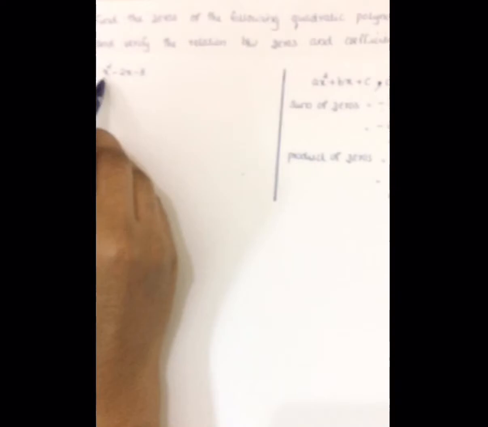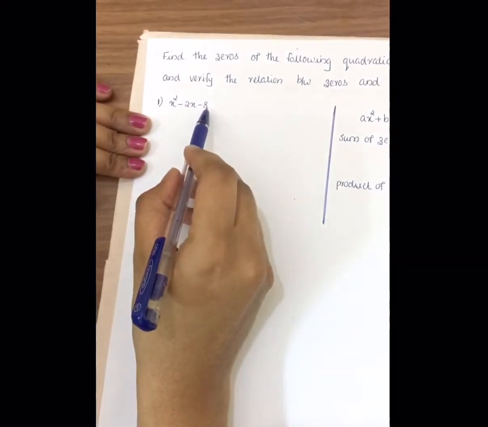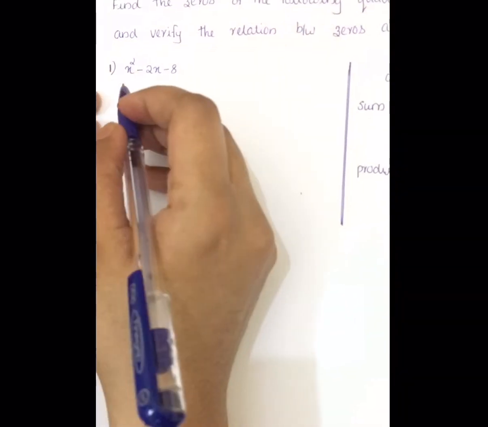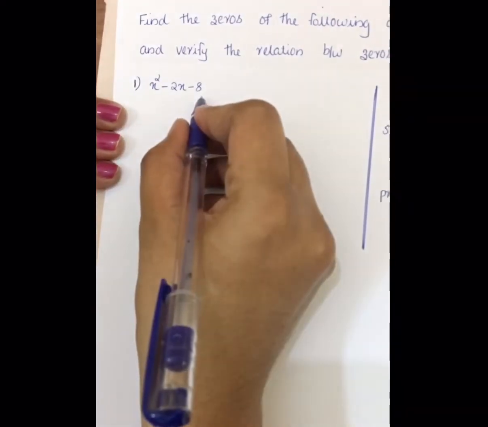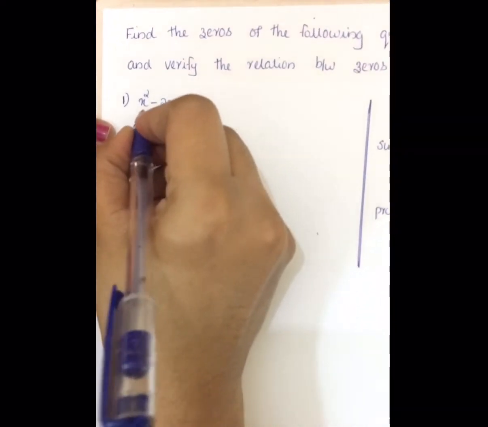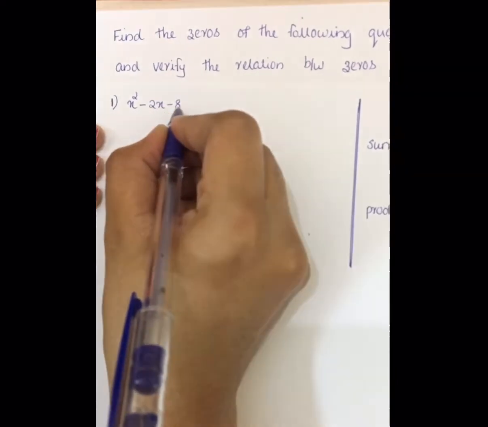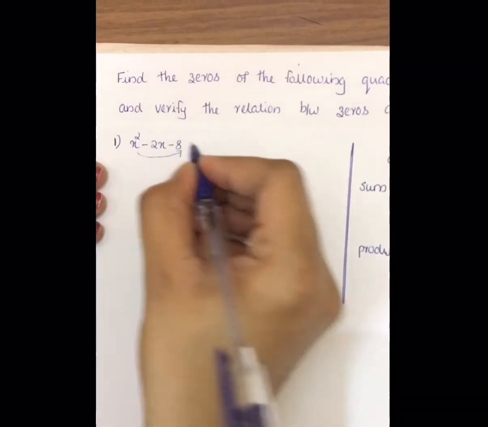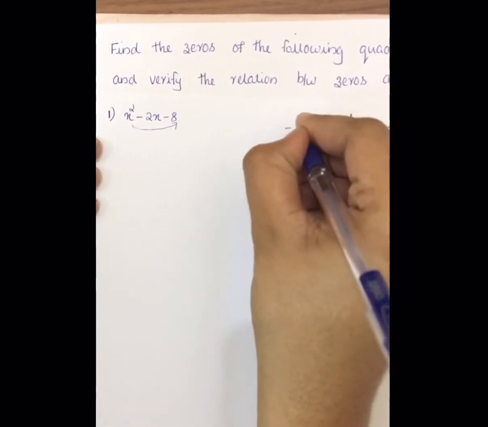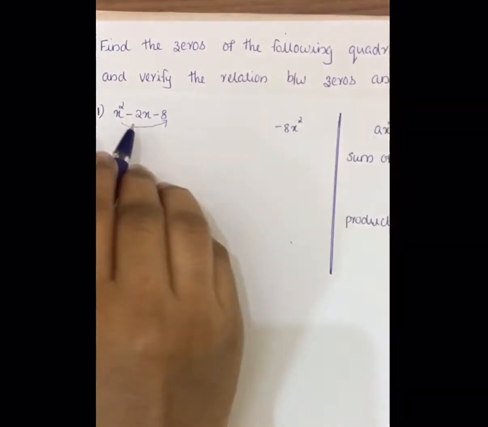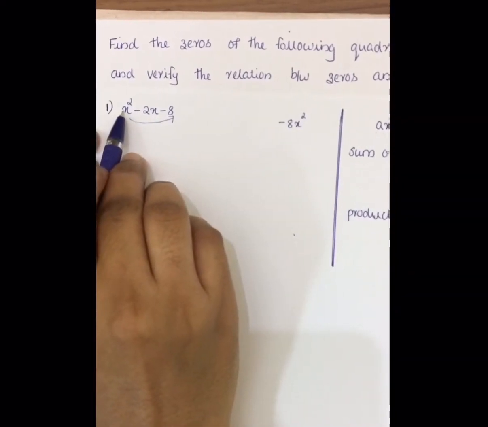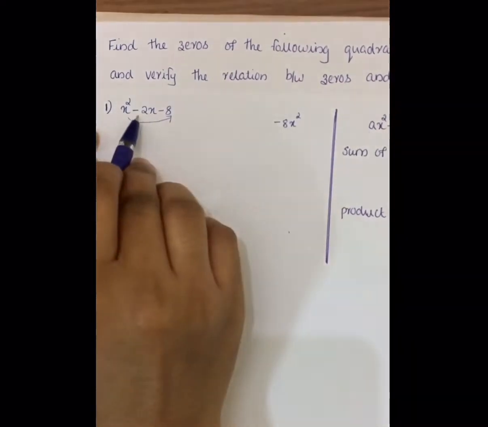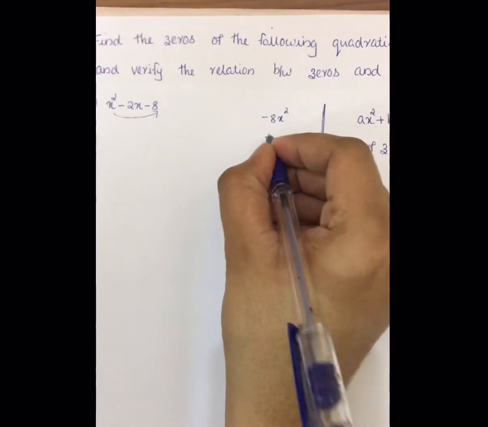Here the problem is x square minus 2x minus 8. We have to find the zeros of the polynomial first. So for that we have to expand this polynomial first. To split the middle term, first we multiply x square into minus 8, that is minus 8x square, and the remaining term is minus 2x.